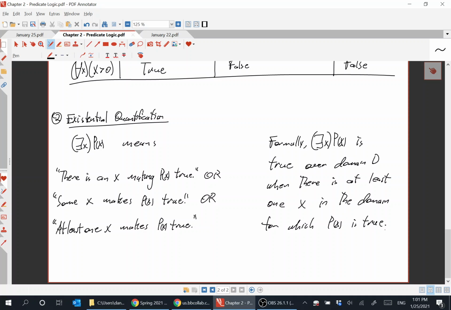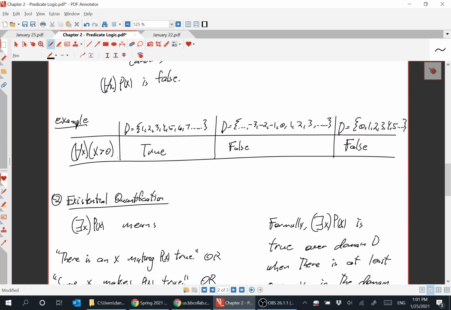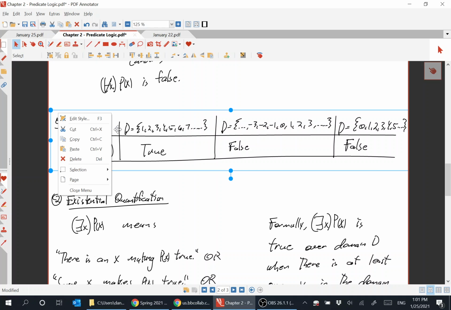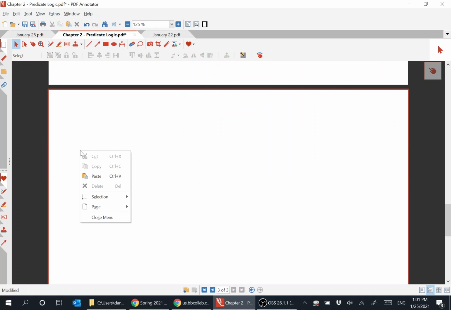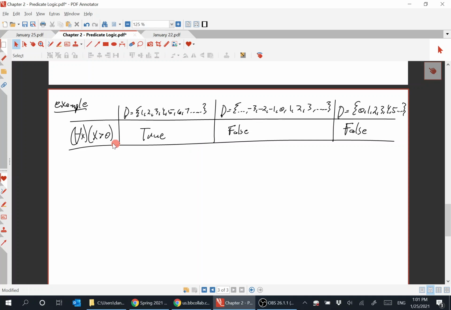Okay, so, for example, let's go back to this one here. So there exists x such that x is bigger than 0. So there exists an x such that x is bigger than 0 in this domain. It means at least one of the x's in the domain satisfies this, that x is bigger than 0. True? False? True. Absolutely true.